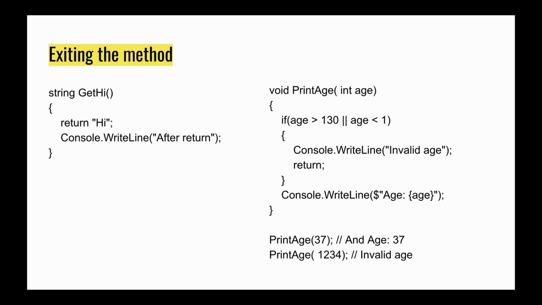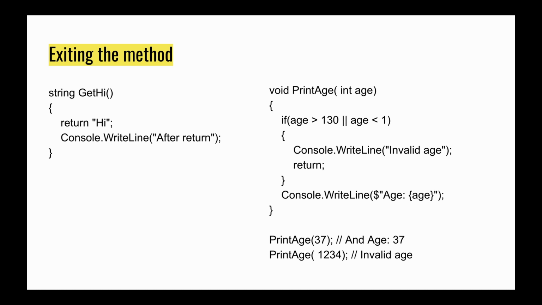Exiting the method. The return operator can not only return a value but also exit the method. Therefore, it should be placed after all instructions. For example, from the point of view of syntax, this method is correct, but its instruction Console.WriteLine does not make sense. It will never be executed, since before its execution, the return operator will return a value and exit the method.